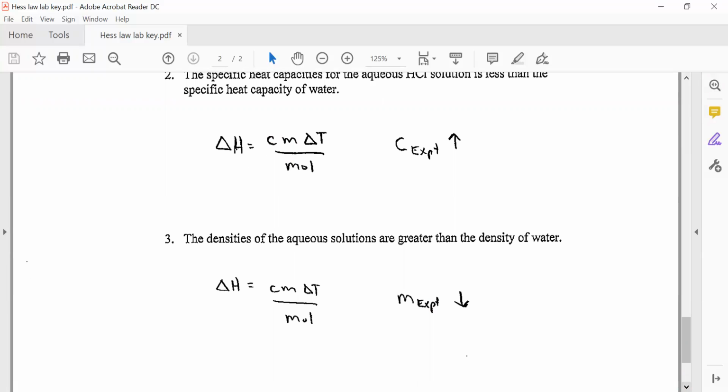All right, I think those are the main things that I wanted to get across about this lab. Overall, good job with it, but there are some things that come up with calorimetry a lot and I wanted to clarify that for you. Thank you.